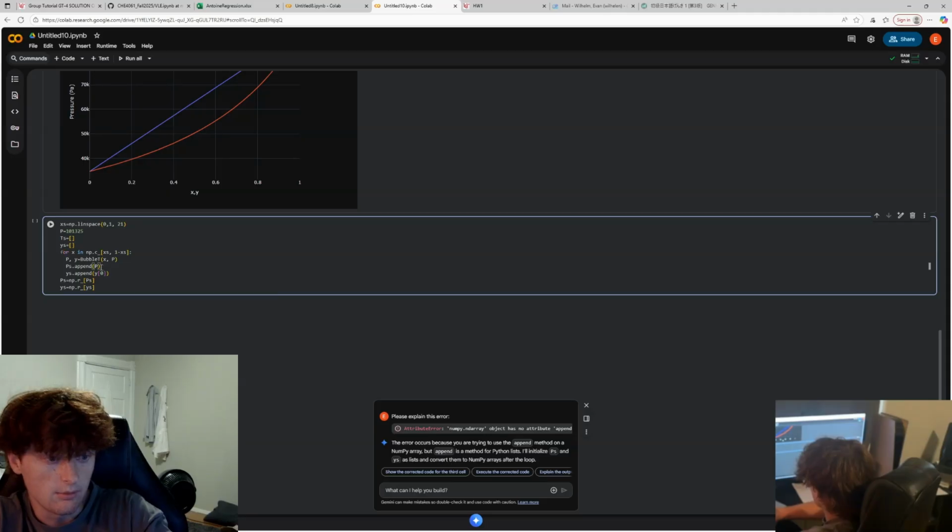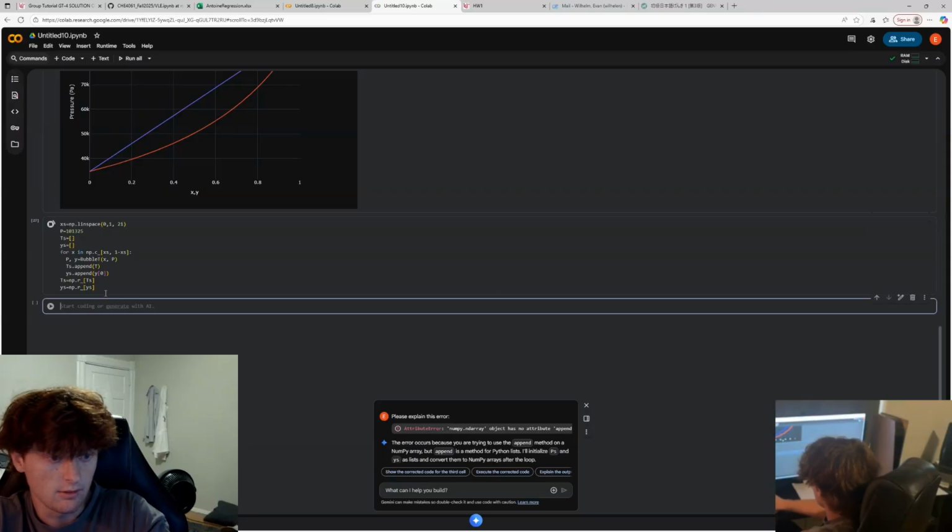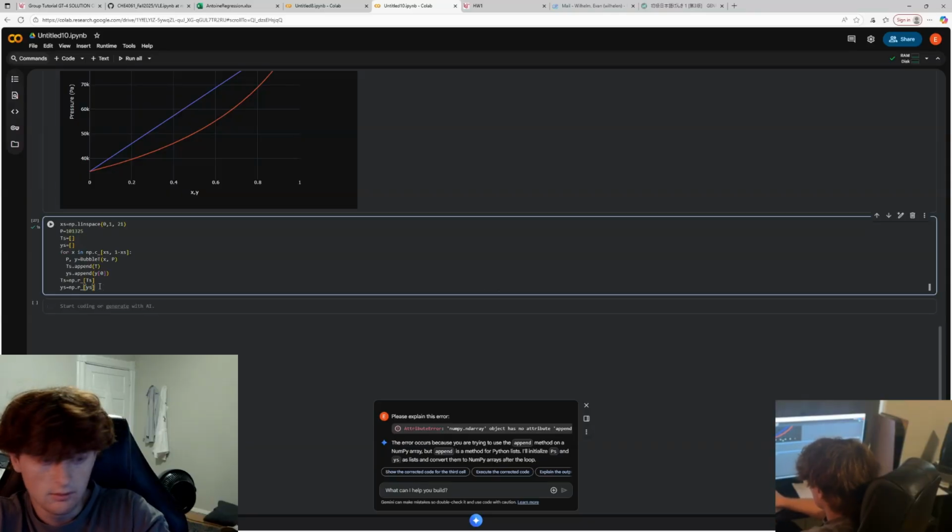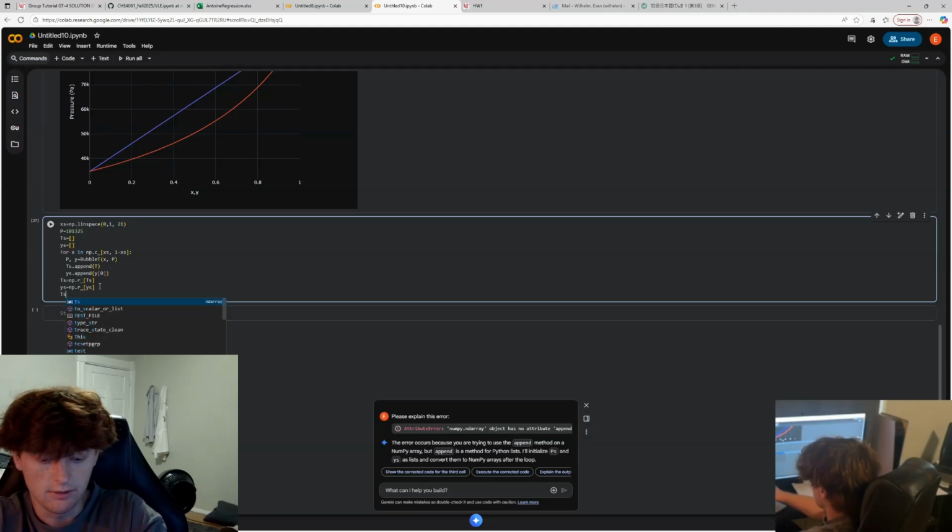And then we'll do PS or TS dot append on the T, and then we'll keep that the same right there, and we'll change this to TS and TS. It's all doing the same stuff as before. YS, and then shift enter, and then we'll just check on these. TS, shift enter.